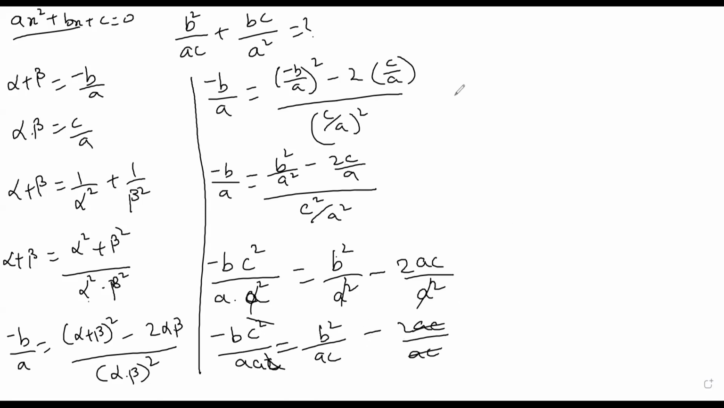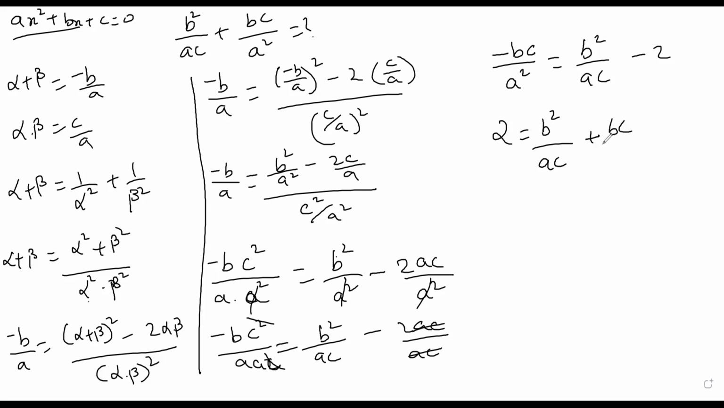This and this will get cancelled and you will get minus b upon a square, because this a and this a is a square, minus bc, one c is remaining, upon a square is equal to b square upon ac minus 2. Now this will come here, this 2 will go there, 2 is equal to b square upon ac plus bc upon a square. This is your answer. So 2 is your required answer.